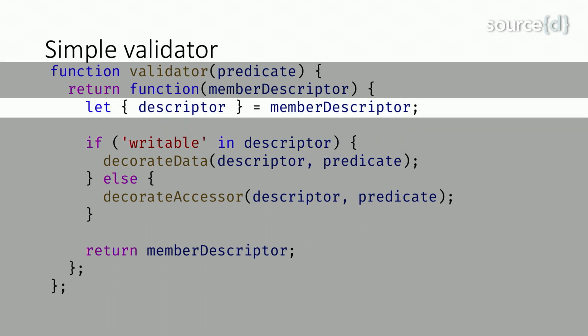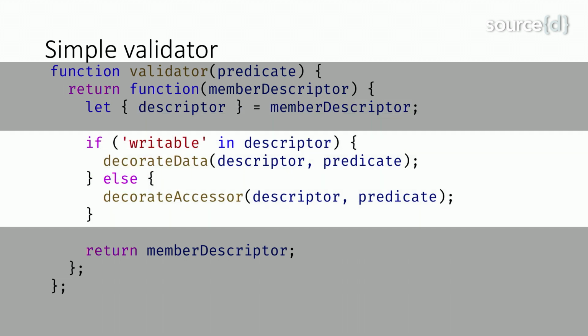The first thing we do is take the descriptor from the member descriptor. This descriptor is the property descriptor, the thing that already exists in JavaScript. Okay? And then we do this awful thing. We are just checking if the writable property is there. If the writable property is there, then we are dealing with a data descriptor. And if it's not, we are dealing with an accessor descriptor. If it's a data descriptor, we will change it to be an accessor descriptor, and that's it.